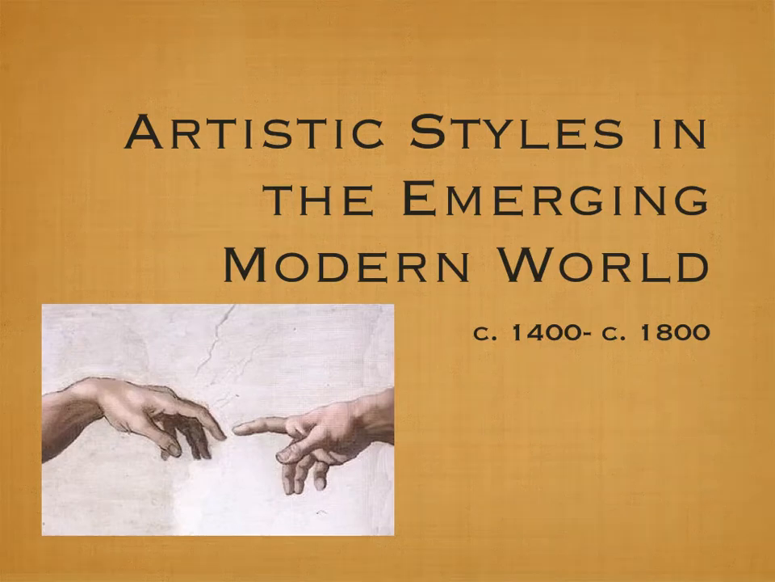Hello. In this lecture, we're going to be looking at Chapter 11, Artistic Styles in the Emerging Modern World, circa 1400 to 1800. Now again, like the previous chapter, this is a large chunk of time. We're going to go about 400 years, and a lot of things happened within this time period. So again, we are mainly going to hit the highlights and focus on the Western world. But just like in the other chapters, we will start with the context so we get an idea of what's going on in the world.